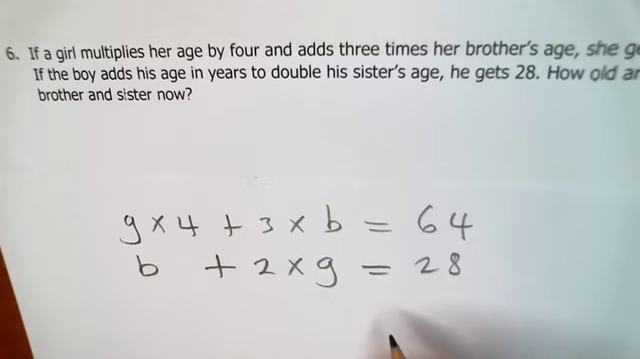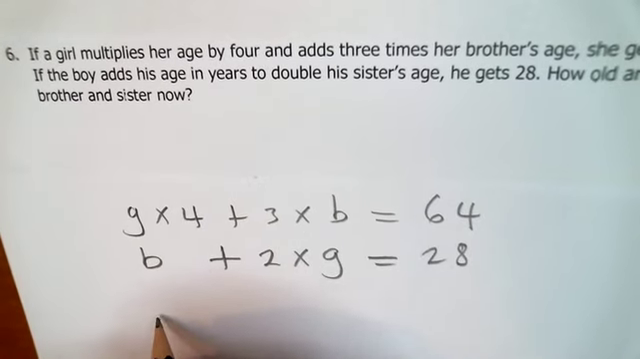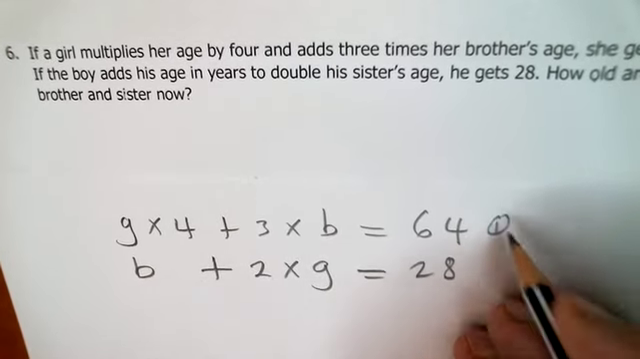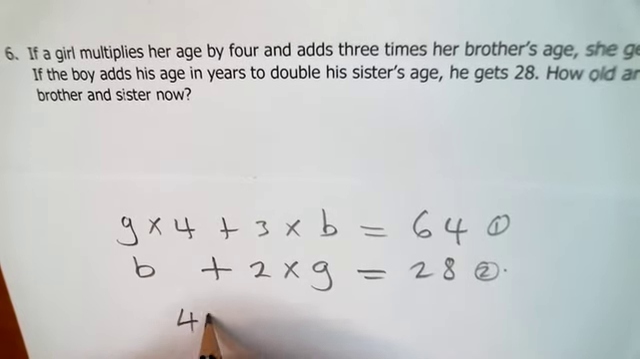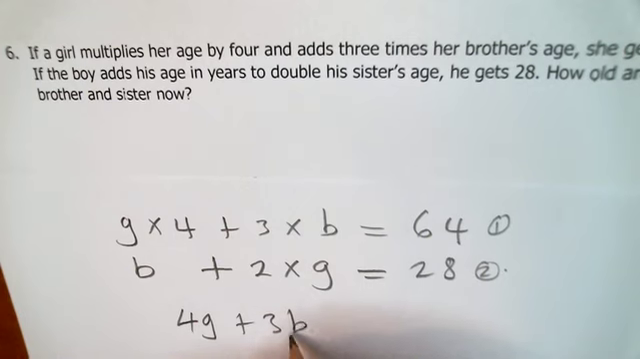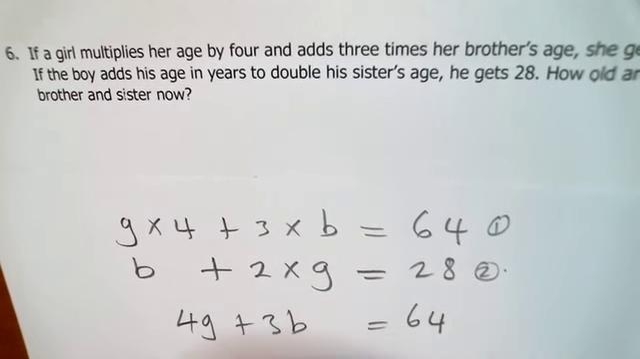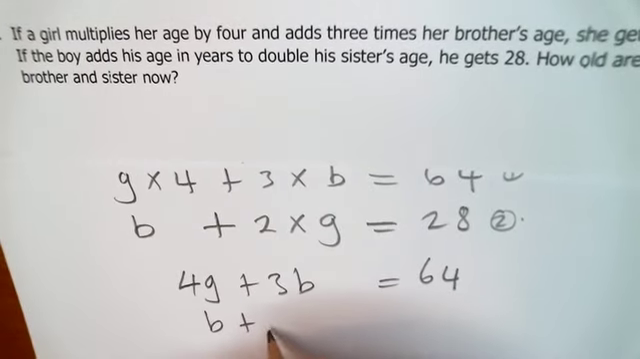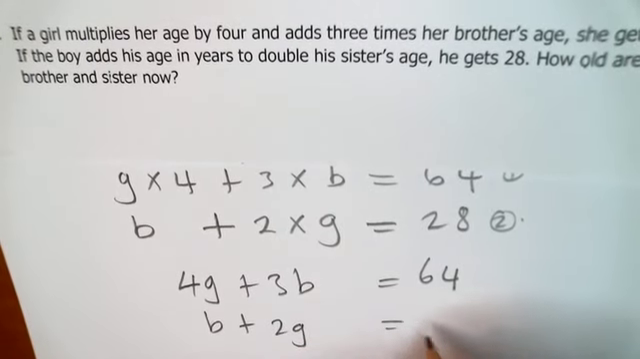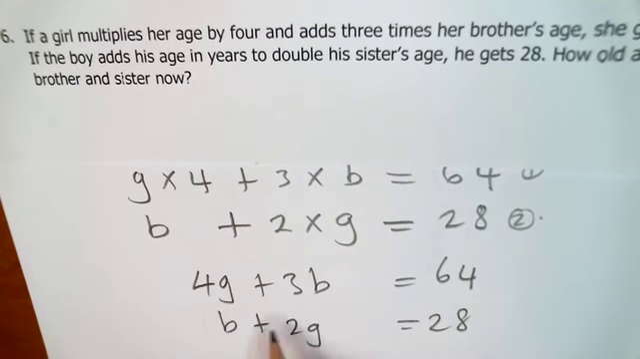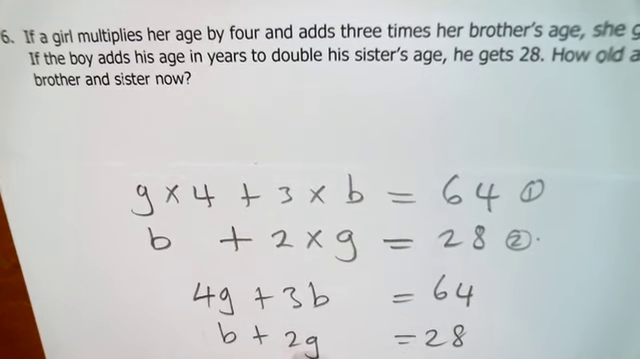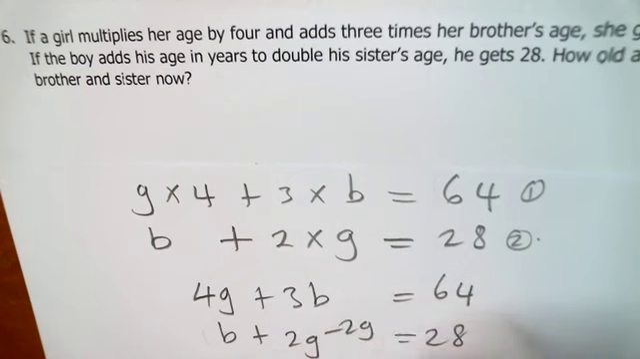So just tidying all that up. By the way, you could label these equation 1, equation 2, if you so wanted. I'm not going to worry about that though. This is 4G plus 3B is 64. This other one is going to be B plus 2G is equal to 28. Now, it might be useful to put these directly under each other with all the G's and all the B's, but I'm not going to worry about it because I'm going to subtract 2G from both sides.